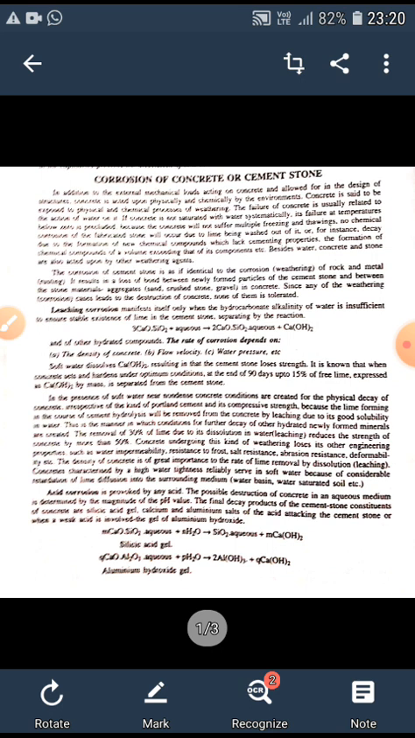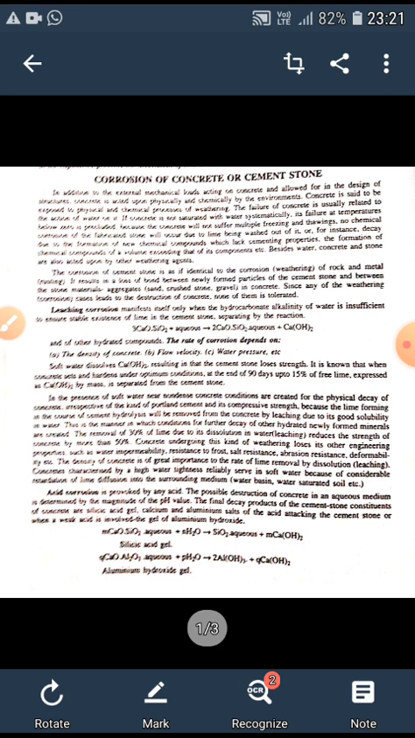It is known that when concrete sets and hardens under optimum conditions, at the end of 90 days, up to 15% of free lime expressed as calcium hydroxide by mass is separated from the cement stone. In the presence of soft water near non dense concrete, conditions are created for the physical decay of concrete. Irrespective of the kind of Portland cement and its compressive strength, because the lime forming in the course of cement hydrolysis will be removed from the concrete by leaching due to its good solubility in water.